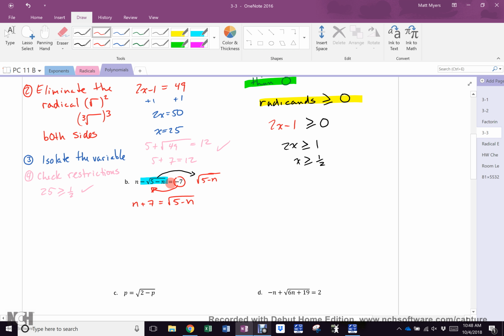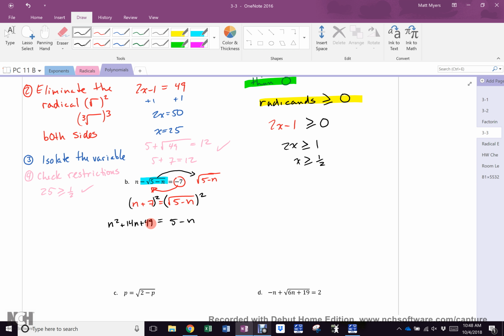What should be my next job? Square it. Square it to get rid of the radical. So if I square this side, what am I going to get? 5 minus n. What do I have to do to this side then? Square it. Well, we just did a whole bunch of pages on that, yes? That is n squared plus 14n plus 49, correct? Everyone agree? Everyone agrees, yeah? Okay.